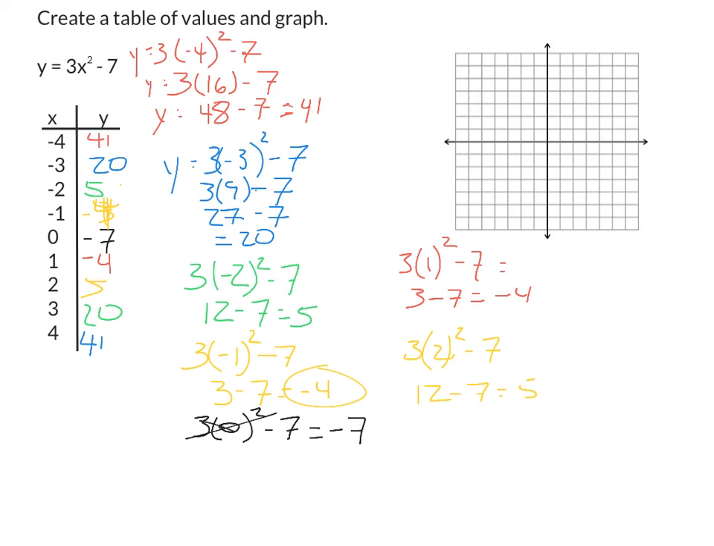I can't fit -4 comma 41. I can't fit -3 comma 20. I can do -2 comma 5. It sits roughly right there. -1 comma -4. 0 comma -7. 1 comma -4. 2 comma 5. So we have a parabola here. And it looks sort of like that. And we are done.